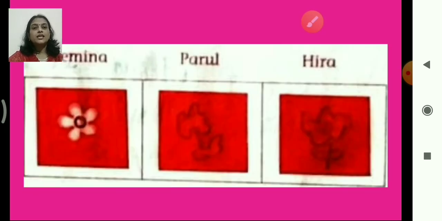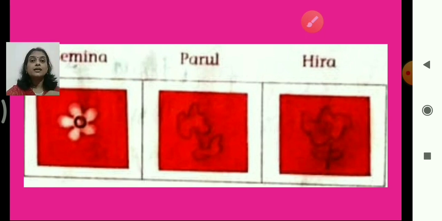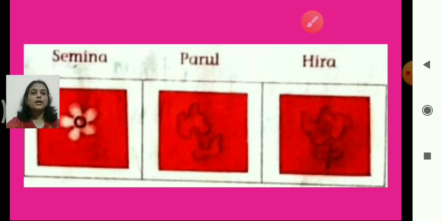Now again you can see 3 pictures, right? And the names, I think the 3 drawings you can see here, right? One is Semina, one is Parul and the other one is Hira. Okay, so all 3 pictures, all 3 drawings have been done by them. These 3 girls, Semina, you can see a flower there. Parul also has done something. She has also drawn something, but it is not that clear, right? And Hira, yeah, she has done pretty well. She has drawn the flower, but not done the proper coloring, right? So again, it is not looking that good, isn't it?